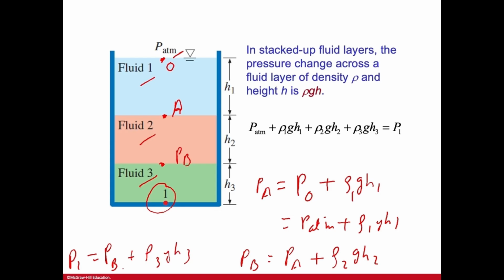Now if you go ahead and substitute PB and PA in this equation, all you end up getting is this: P1 is nothing but P atmosphere plus rho 1 g h1, plus rho 2 g h2, plus rho 3 g h3. So it is the weight exerted by all three fluids and the atmospheric pressure, and you just add it up. So that's as straightforward as it is.